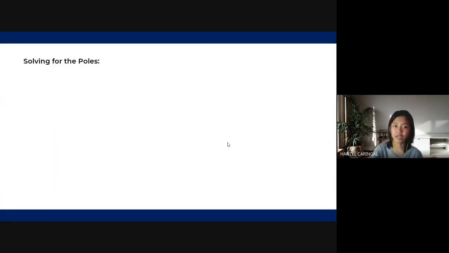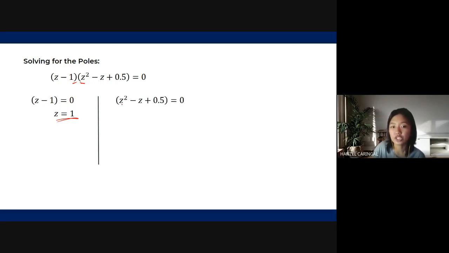And then, after dividing both sides, we solve for the poles. When we say poles, these are the factors; we set each term, each factor, to zero. For z minus 1, we equate it to 0, so z is equal to 1. But this time, the other factor is in a quadratic form. So in solving this one, we will plug it into the quadratic formula where a, b, and c are the following.